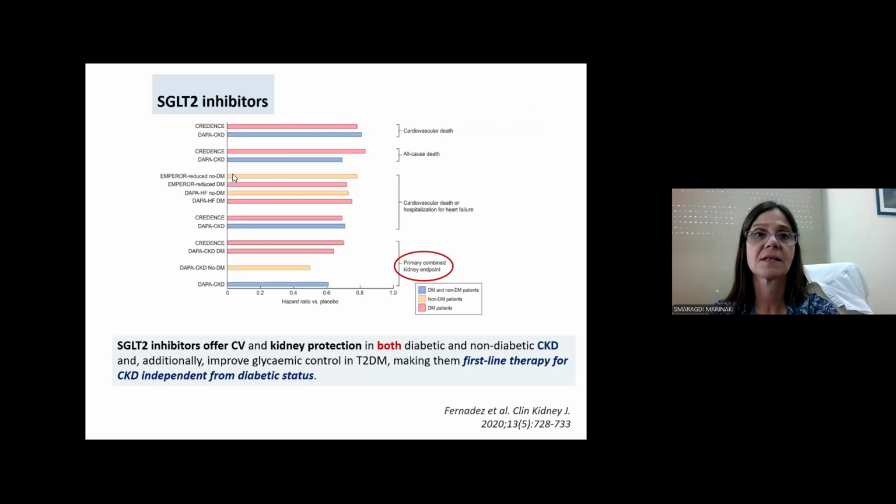And here we can see the key results from all the big RCTs assessing SGLT2 inhibitors in diabetic and non-diabetic patients. All of them proved cardiovascular efficacy, and then came the nephroprotective effect that has been proven. And now this whole category of drugs is first-line therapy for CKD and independent from the diabetic status.